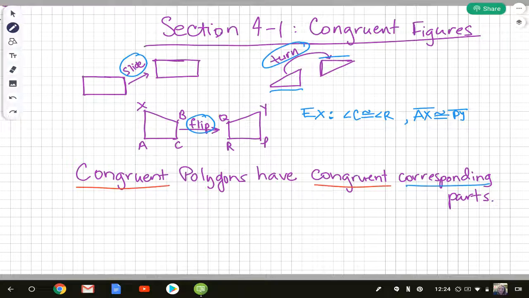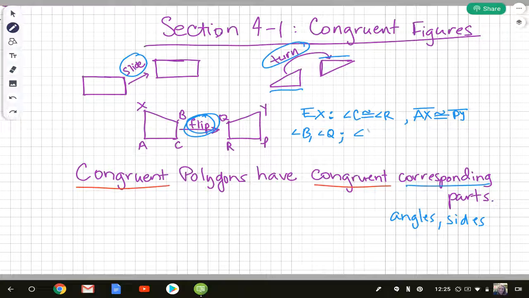So underneath here, I've written congruent polygons have congruent corresponding parts. That includes angles and sides. So if I know that these two polygons are congruent in the flip picture, then when I flip the left polygon over on top of the right one, I can see where their corresponding parts would be. So angle B and angle Q are corresponding. That means those would be congruent.